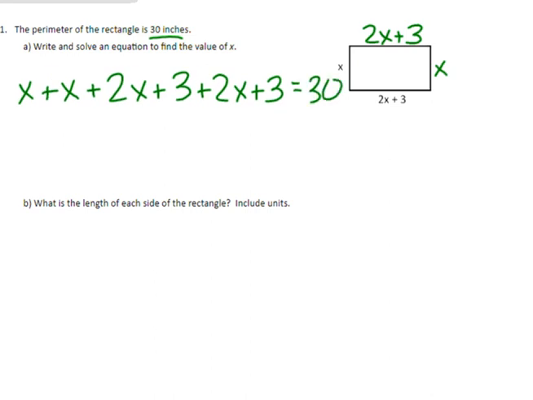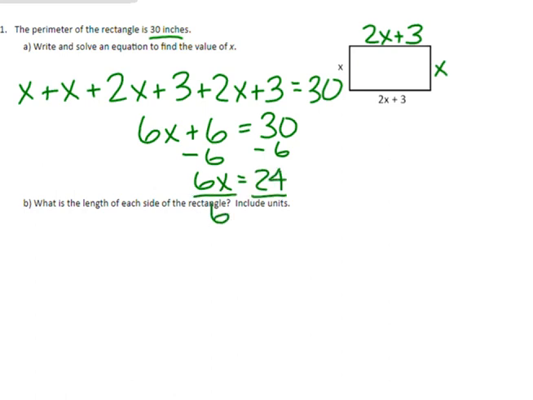There's a couple ways to write that equation, so you might have done it as 2x plus 2 times the quantity of 2x plus 3, and that would be the same thing. Both of those we could combine like terms, and it would simplify to 6x plus 6 equals 30. From there, subtract 6 from each side, and lastly, divide by 6. So we get an x value of 4, and remember that that's in inches.